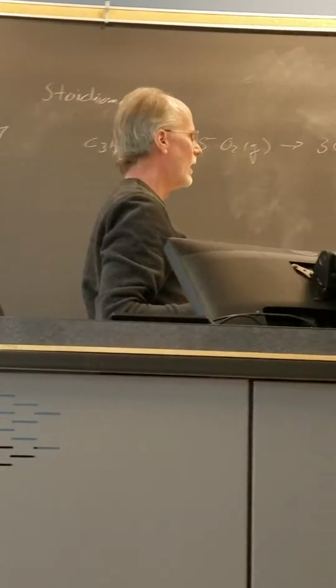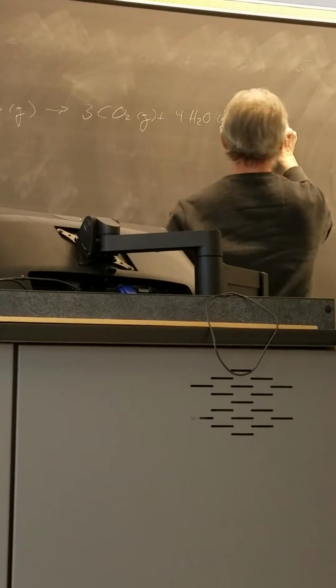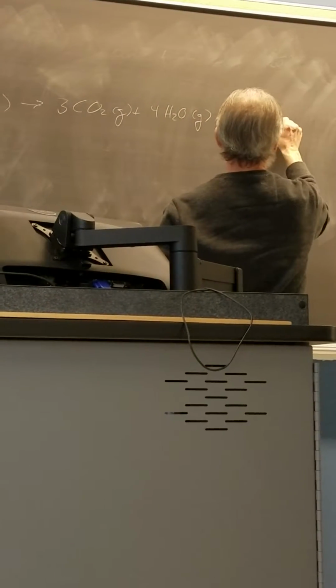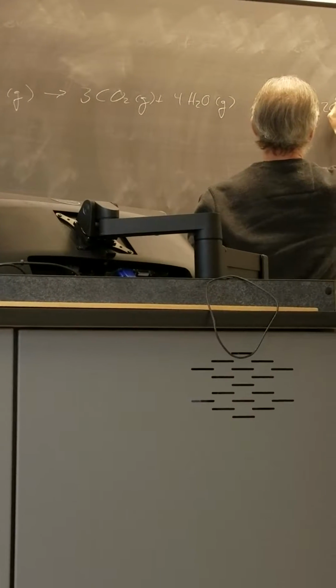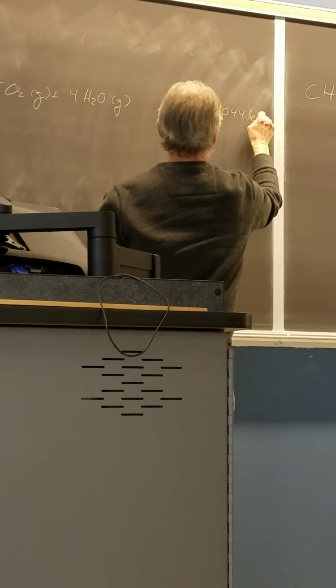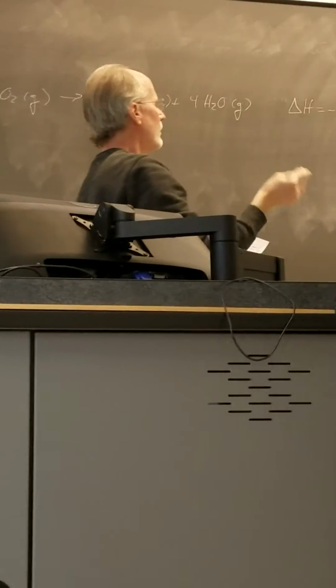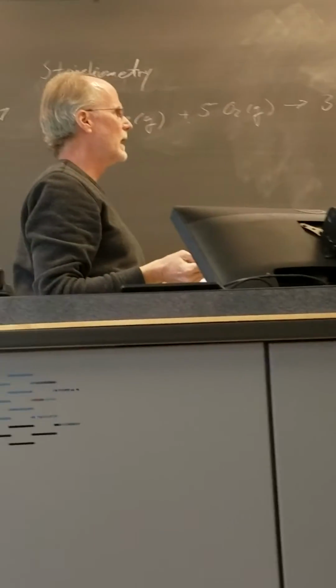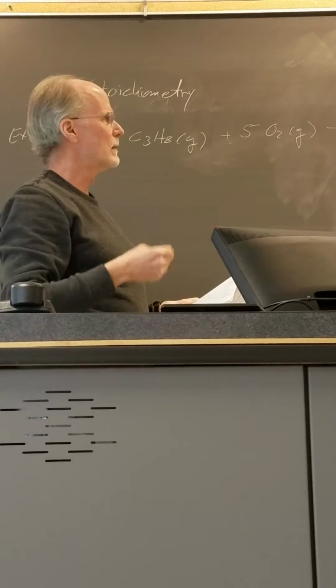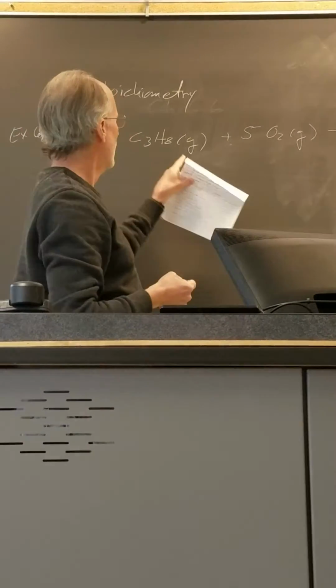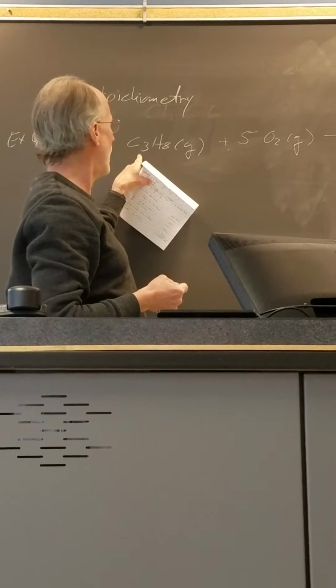What everyone cares about is that you're also producing heat, and you get the enthalpy of this reaction of negative 2044 kilojoules. So negative, exothermic, that means it's producing heat, and this is 2,000 plus kilojoules for every mole of propane.